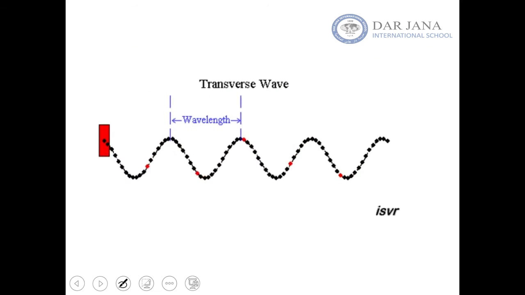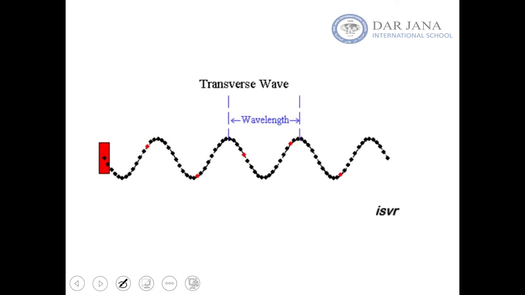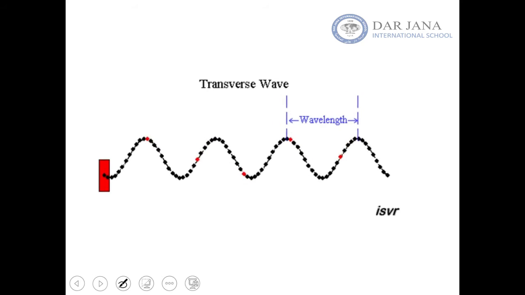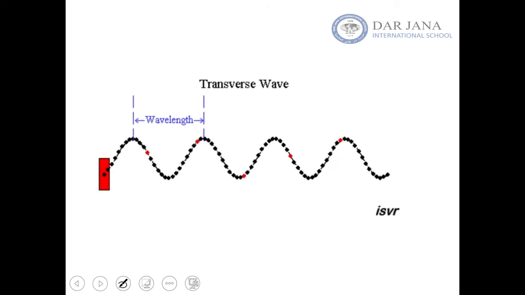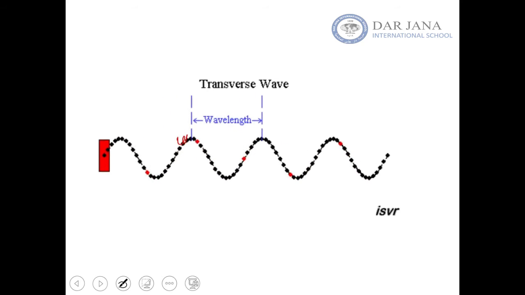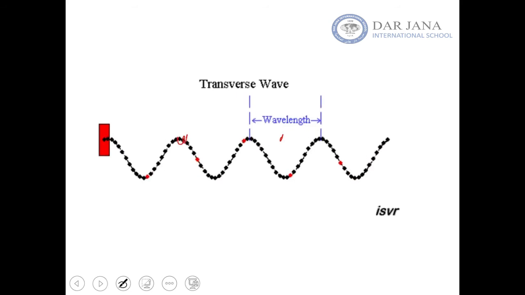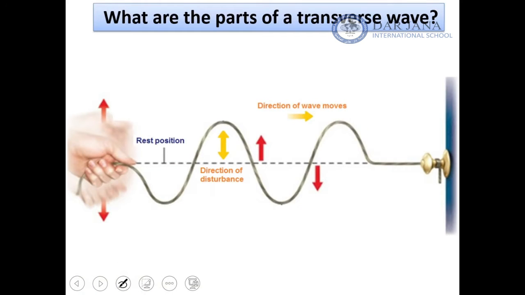Now the transverse wave wavelength is the measurement from a point on a wave to the same point on the next wave. So we can measure it from this point to this point, for example. Now, what are the parts of a transverse wave? First of all, if no wave is passing through the rope, we call it the rest position. Rest position is when no wave is passing through the rope, for example, or at the surface of the water. This position we call the rest position.